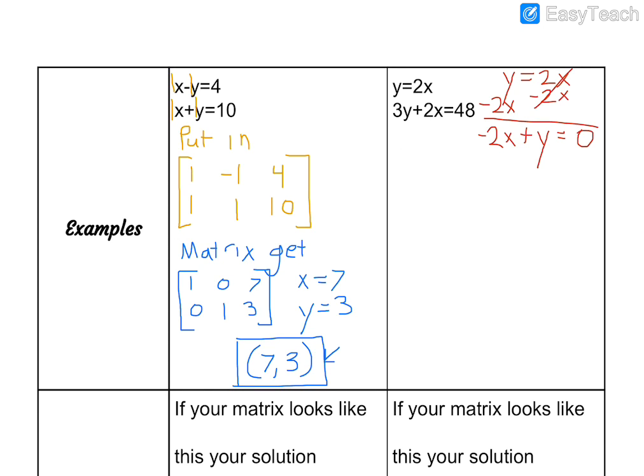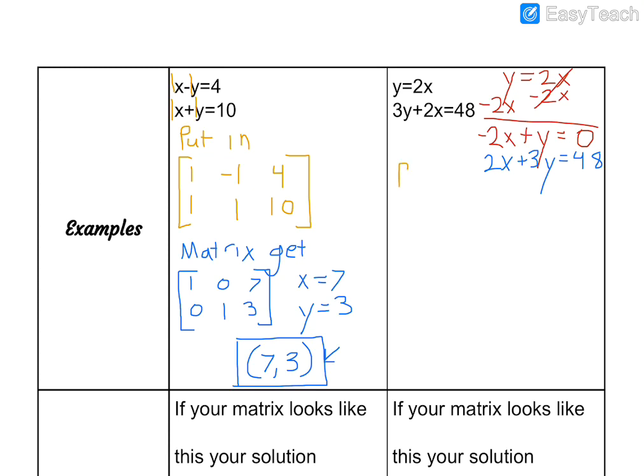So that is one of our standard forms, and the other, 3y plus 2x is equal to 48. We need to switch it around, so I'm just going to rewrite it in a different order. 2x plus 3y equals 48. So now we are ready to plug it into our matrix.